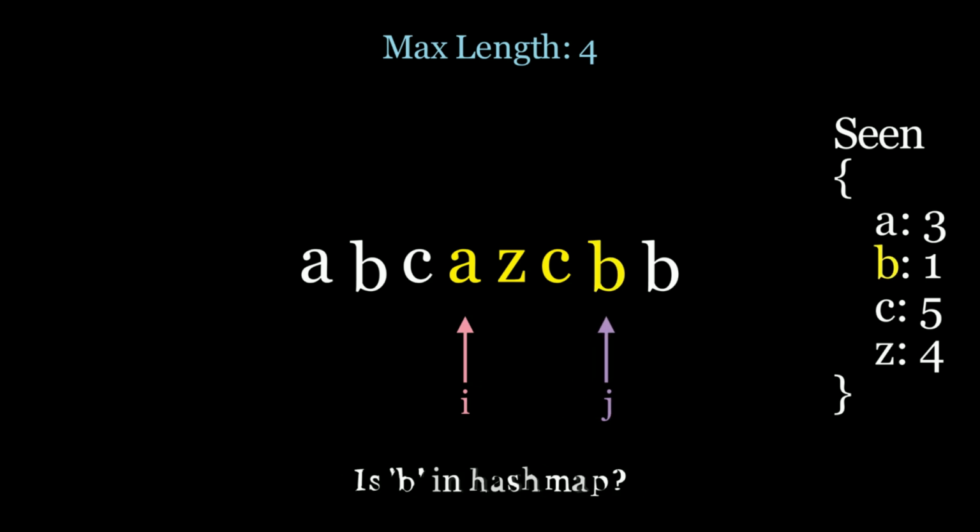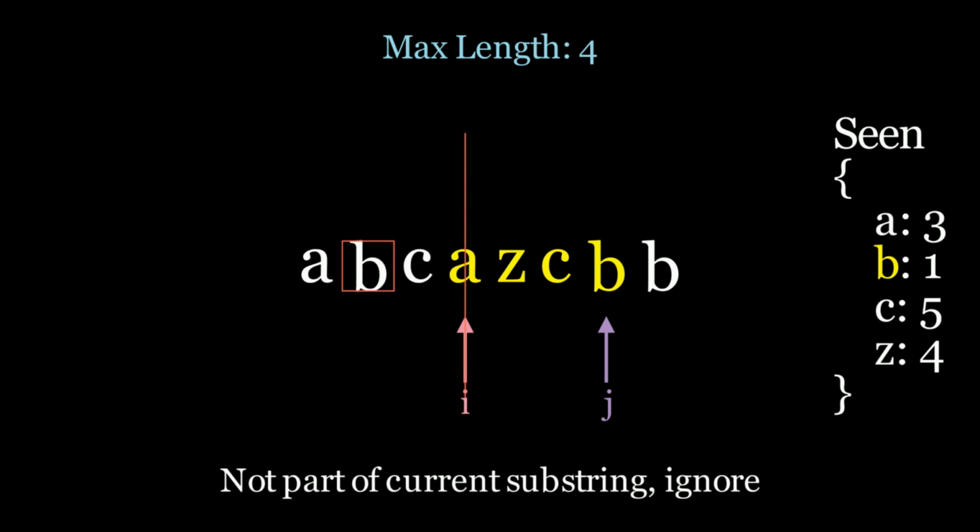Now we go to b. Have I seen a b before? Yes, I have, right? I have seen a b before at index 1. So I need to update the i pointer, right? Well, do I? Do I actually need to update i in this case? We don't, because the last time we saw b was actually before this current substring, right? We're only interested in the substring between i and j, inside of the sliding window.